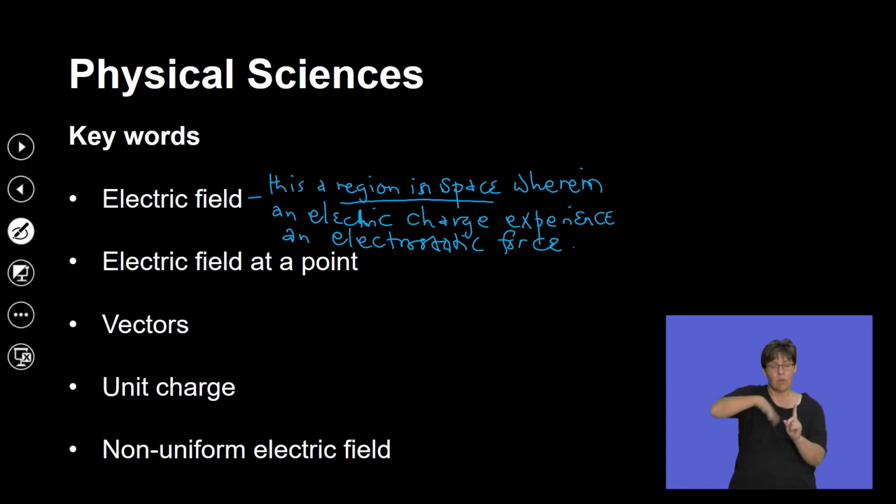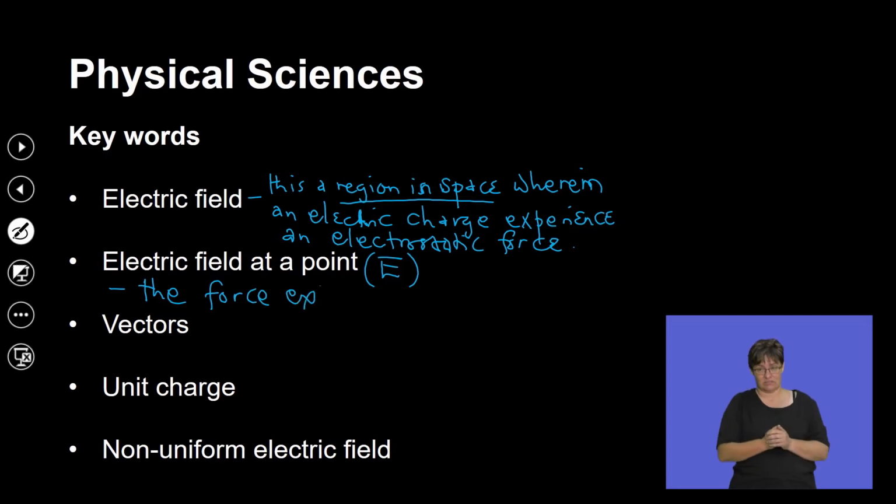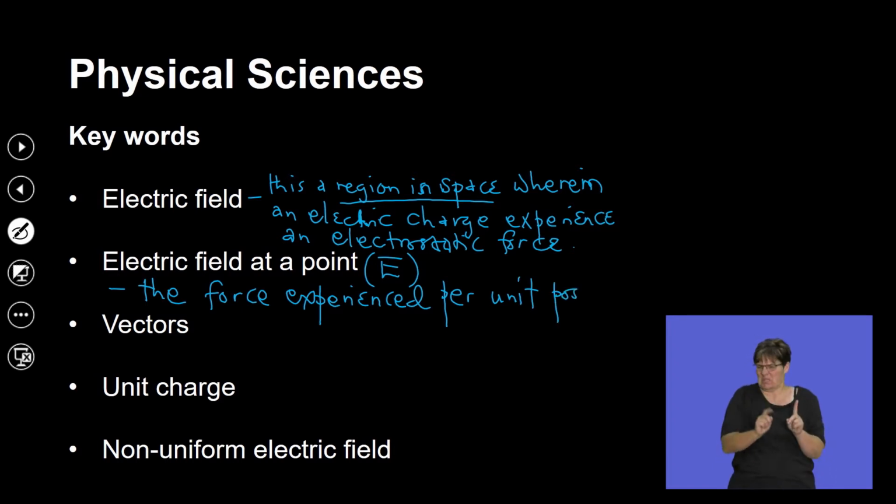So you must be able to distinguish between an electric field and the electric field at a point. Electric field at a point, symbol E, right? This one is a vector quantity, right? Why are we saying it's a vector? Because the electric field at a point is actually the force experienced per unit positive charge, right? Now, we'll try and break down what we mean exactly by unit positive charge, right? So this is the force experienced per unit positive charge.